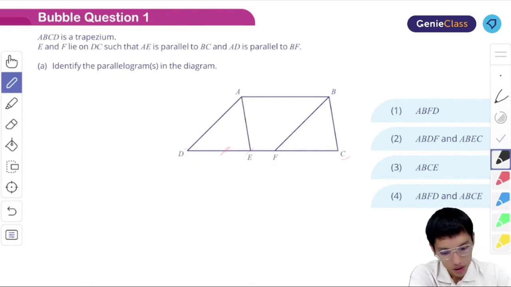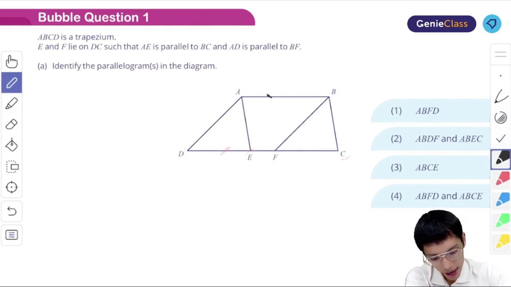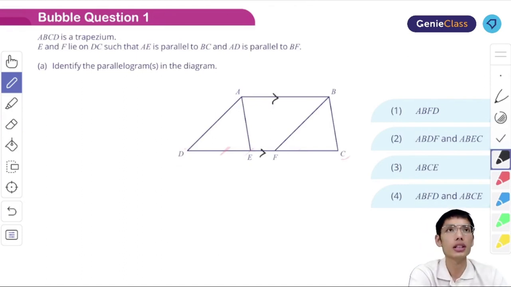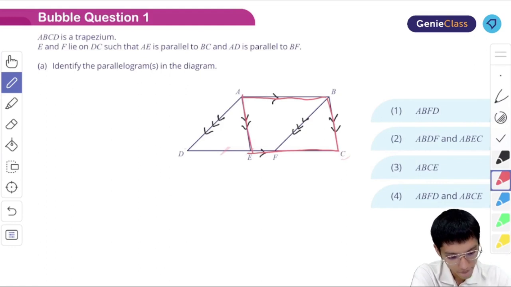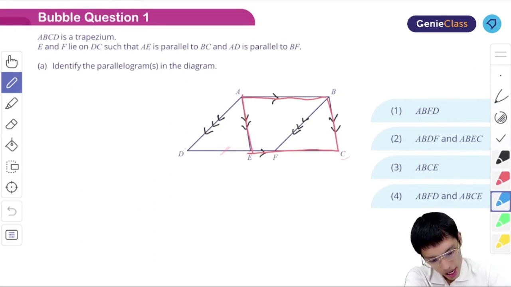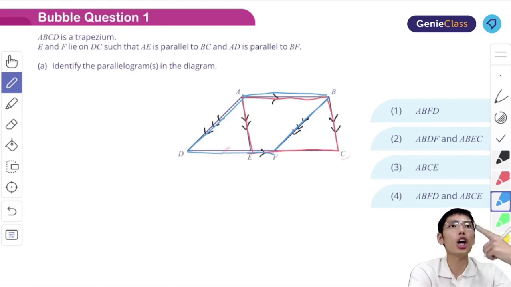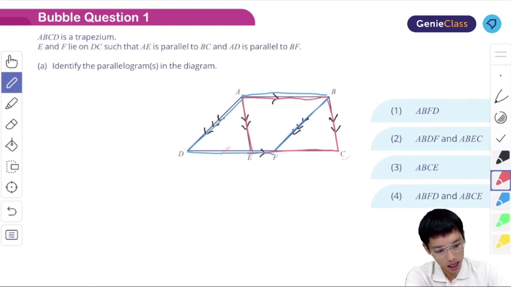I have two lines parallel here, so I have ABCD is a parallelogram, so immediately we know the top and bottom has to be parallel. E and F lie on DC such that AE is parallel to BC, and in this case AD is parallel to BF. So immediately you should know that it's ABCE, and A, B, F, D. That's why my answer is number 4. Okay, the order of the vertices does matter if we were to label our parallelograms.